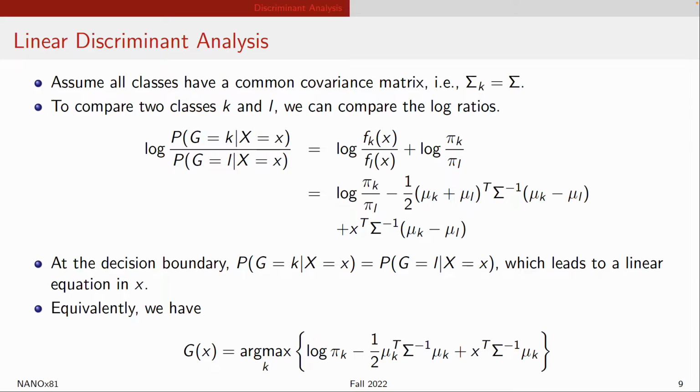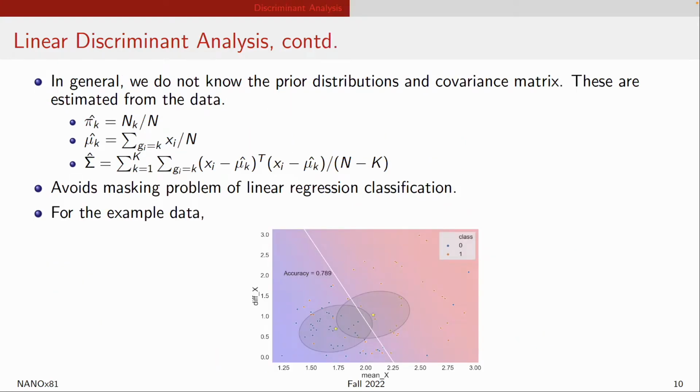So to determine which is the predicted class, all you need to do is compute this for all your different classes given your observations, and then take the class k that has the highest value for this function. That gives you your prediction for your class k. Now, obviously, we do not know the prior distributions and the covariance matrix, so in order to do those computations, we need to estimate those values.